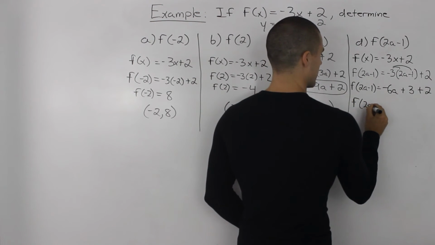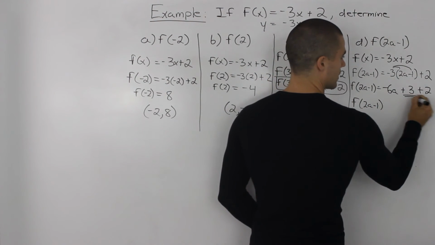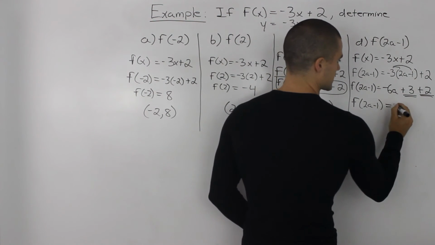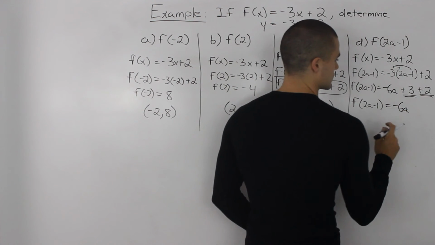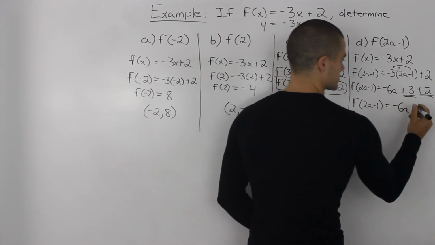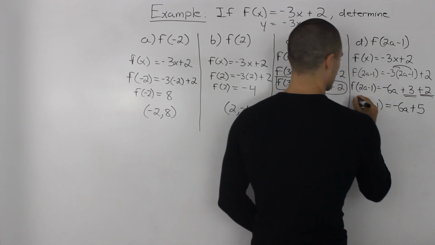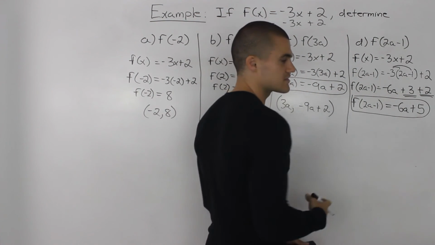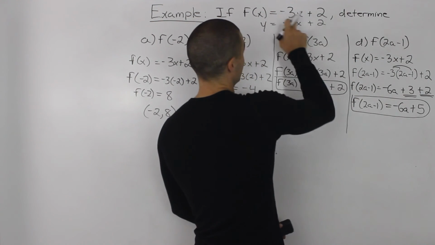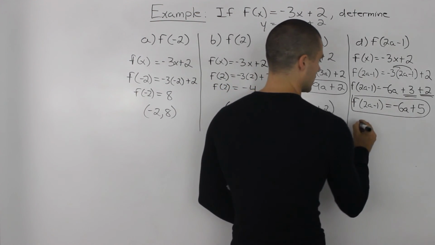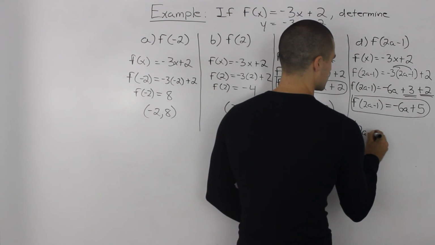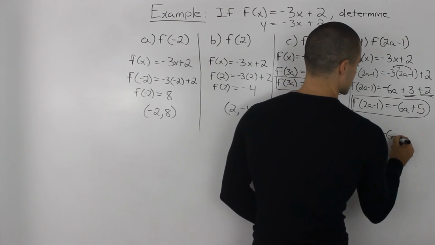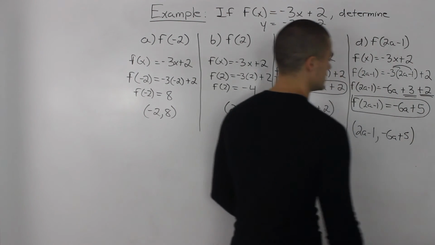And then we can simplify this more, because notice how this positive 3 and this positive 2 are like terms, so we can add those. The negative 6a is its own kind of term, so we leave that as is. 3 plus 2 is 5. And that's our final answer. So f of 2a minus 1 is negative 6a plus 5 when f of x is equal to negative 3x plus 2. And then if we put this in coordinate form, 2a minus 1 represents the independent variable, and then negative 6a plus 5 represents the dependent variable.